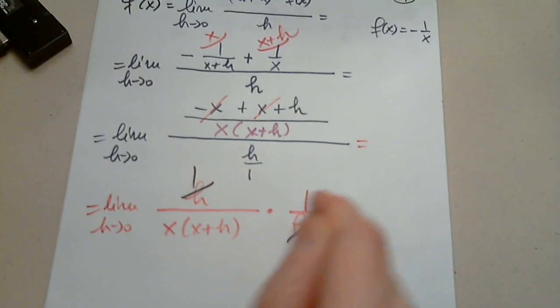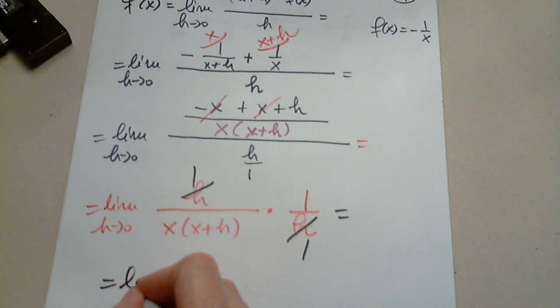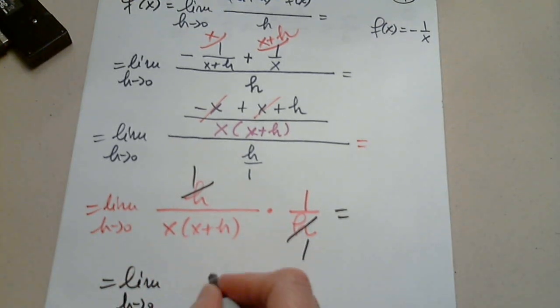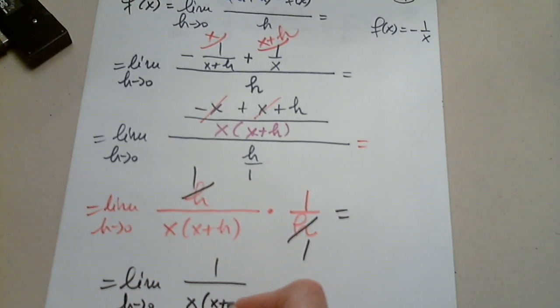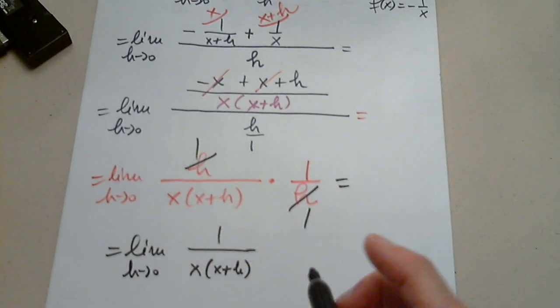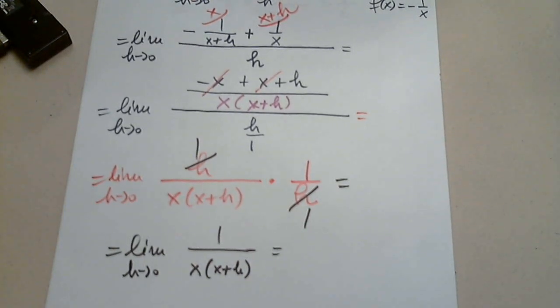Good. Can anyone give us the limit? Let me write it one more time. Limit as h approaches 0 of 1 over x times x plus h. Now we can apply the limit.